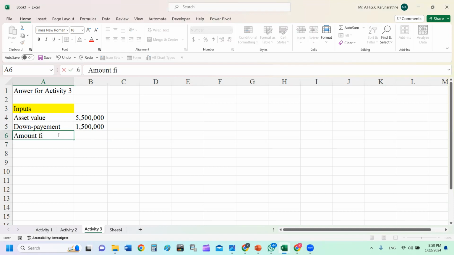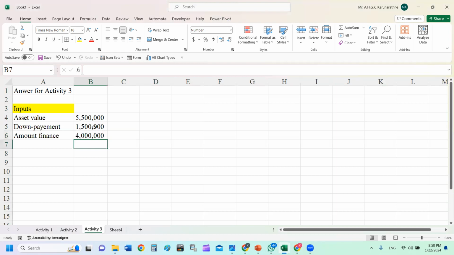So accordingly, from this difference, you can find out the amount finance, right? Amount finance, because we have the difference. The formula is asset value minus down payment. So this is the loan, right? It's practically asset value minus down payment. This is the amount finance.